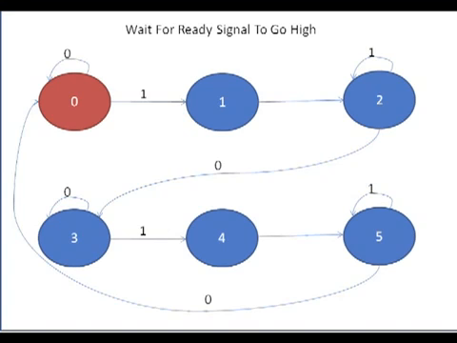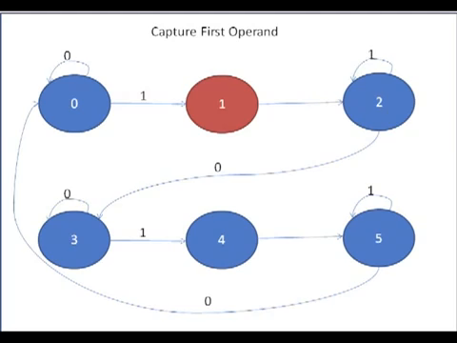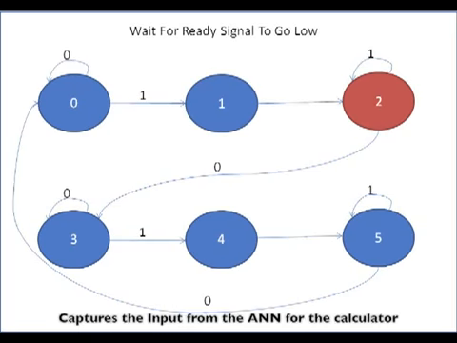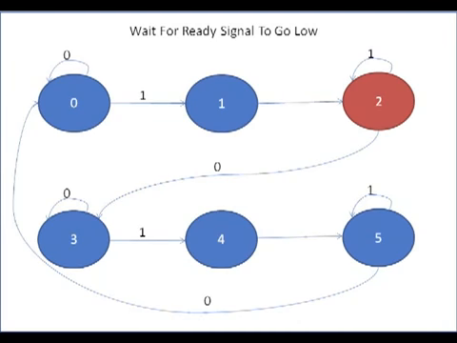The module is a finite state machine made of 6 states. The artificial neural network drives a signal high when the decision for a digit has been made. In state 0, we wait for the ready signal to go high. When it does, we transition to state 1, where we capture the value from the ANN as our first operand. We then transition to state 2, where we wait until the ready signal goes low. This is to prevent multiple captures on the same decision.